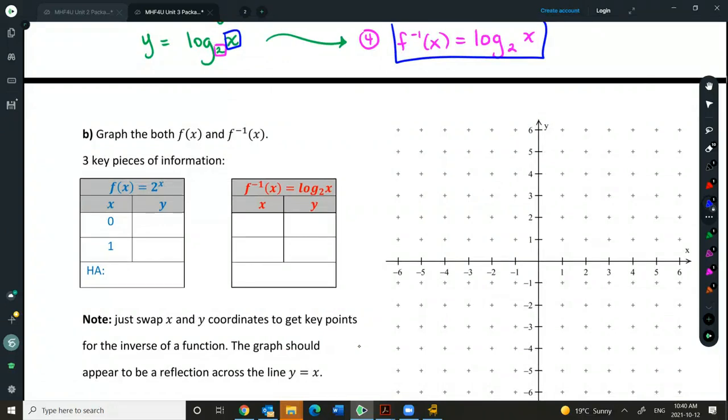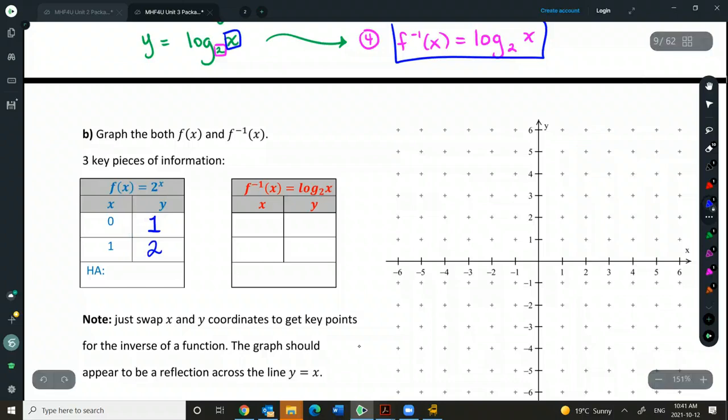I'm going to focus here on 3 key pieces of information when we graph exponentials. Then we'll reverse those to get the 3 key pieces of information of the logarithmic function. I've set out some x's here that I want to use for the 2 to the x function. To get our y's, we just sub them into the 2 to the x function. So 2 to the 0 is equal to 1. Anything to the 0 is equal to 1. And 2 to the exponent 1 is equal to 2.